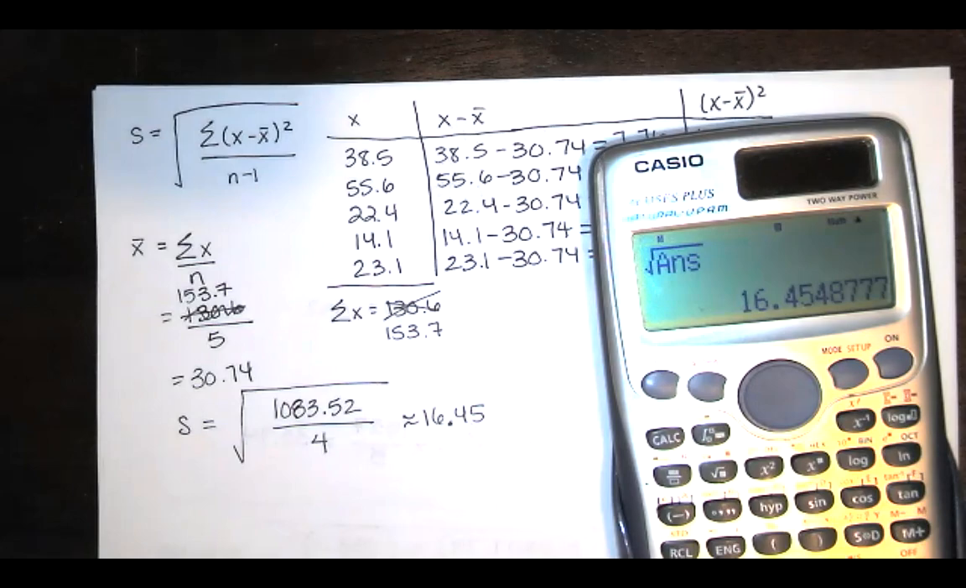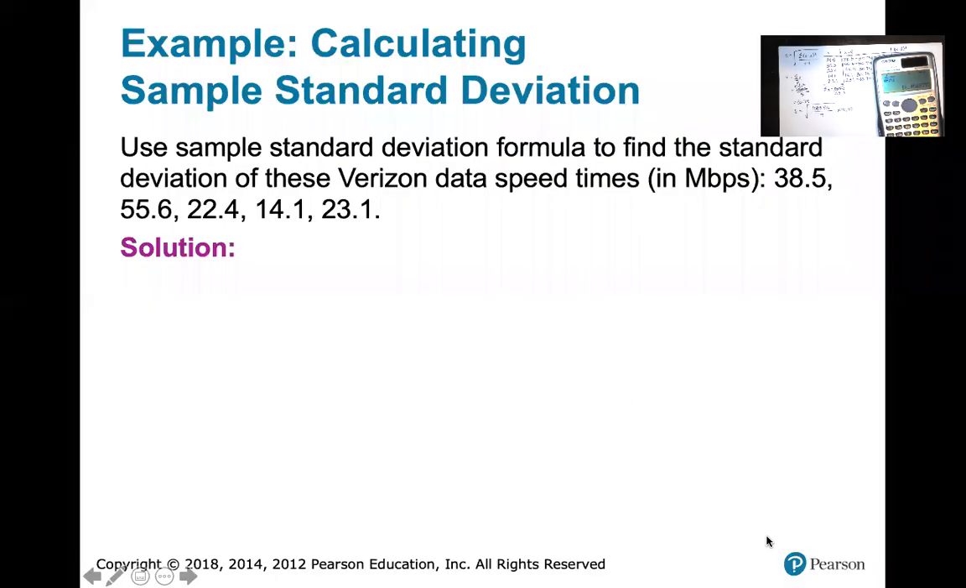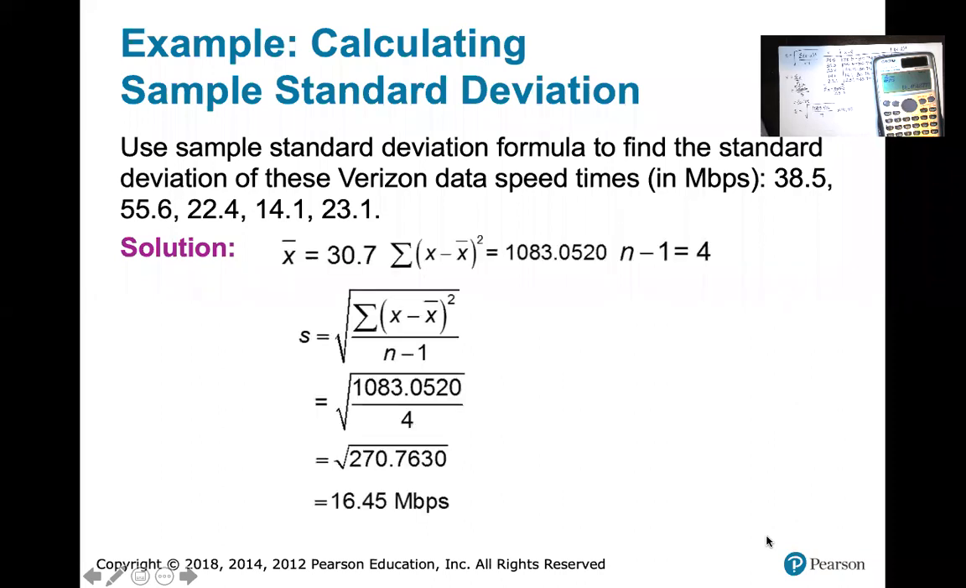All right, so let's go back to our PowerPoint. And we see we get exactly the same thing. They have the mean of 30.7, which is what I got. I got 30.74. And then they took the x's and they subtracted the means, they squared them and added them together, and they got 1083.052, which is what I got right here. And then n minus 1, if n is 5, n minus 1 is 4. And then you just substitute everything into the formula, and you get that 16.45 megabits per second.